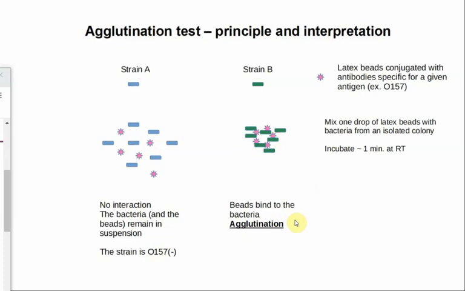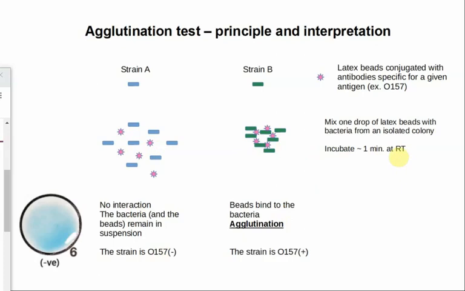Yes? I don't understand why we have to incubate with heat. No, RT, room temperature. It's not heating. It's just on the bench, put the beads in there, 1 minute, and then you look. You get a visual response.